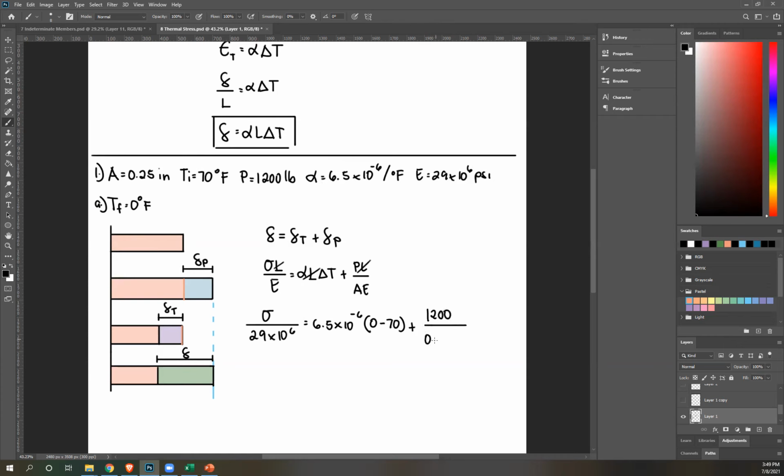1,200 over A. It's in inches, so no need to convert. And then E, again, it's 29 times 10 raised to 6. And then from this, as you can see, we can solve for stress. And stress is just 17,995 PSI, since our units are pounds and inches. Okay, so this is part A.